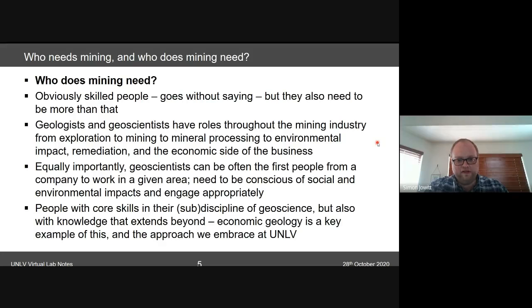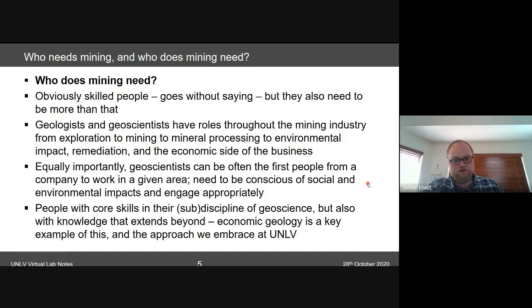Equally, it's not just the core skills that they have that make them valuable to mining companies, the mining industry, or the government counterparts to the mining industry. It's important to recognize that if you're an exploration geologist, you can often be the first person from that mining company to work in a given area. You need to be conscious of social and environmental impacts. You need to acknowledge that you're working in an environment that may be foreign to you. There may be different approaches that are needed.